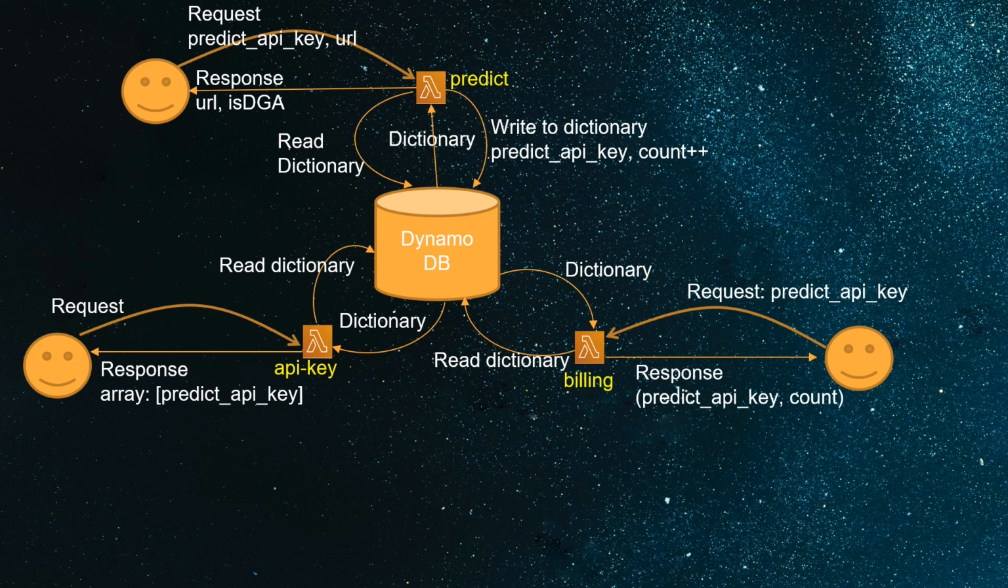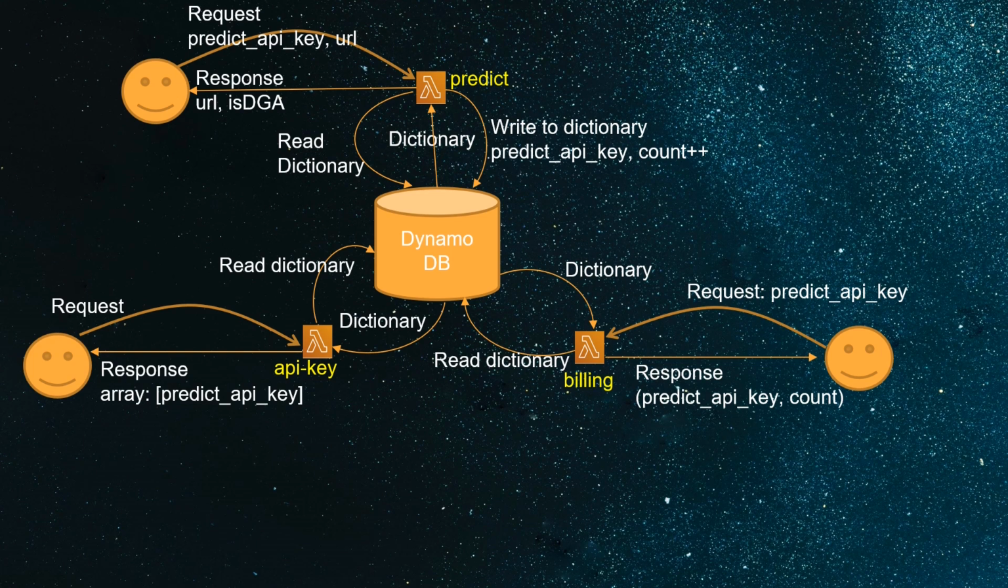The first endpoint is a predict endpoint. User sends a request with its own predict API key and the URL it needs prediction for, and the predict lambda sends a response back with the same URL and whether the URL is DGA or not. At the same time, the predict lambda writes to DynamoDB an entry to a dictionary with the predict API key as the key and the count of how many times the user has called the predict API as a value.